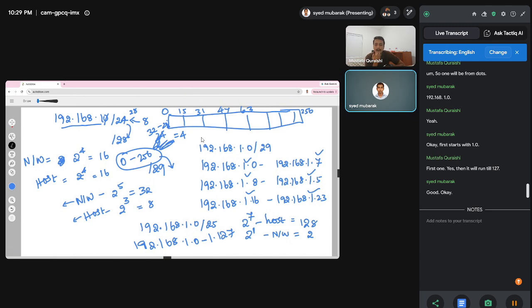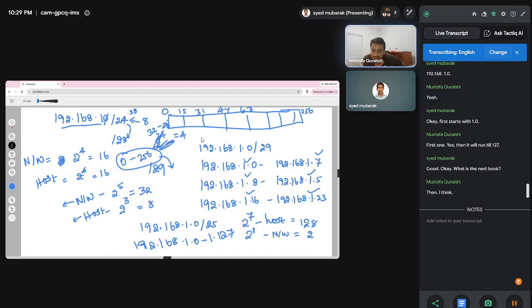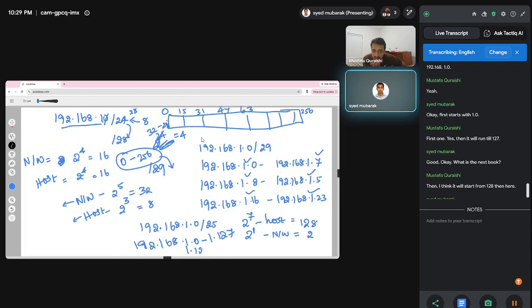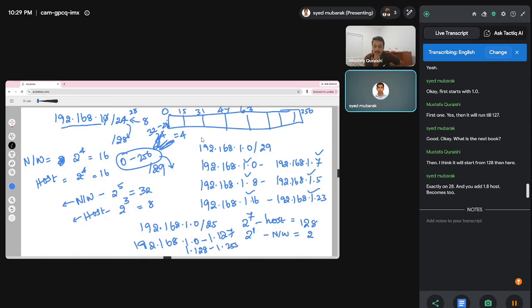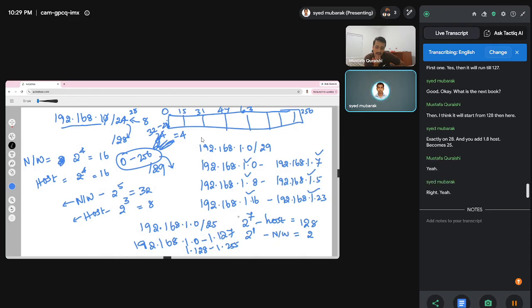What is the next network? Then I think it will start from 128. Exactly, 128. And you add 128 hosts, it becomes 255. Right? This is what variable subnetting is.